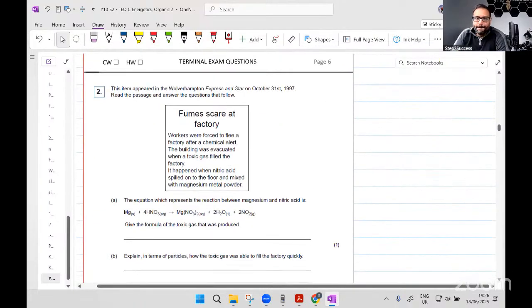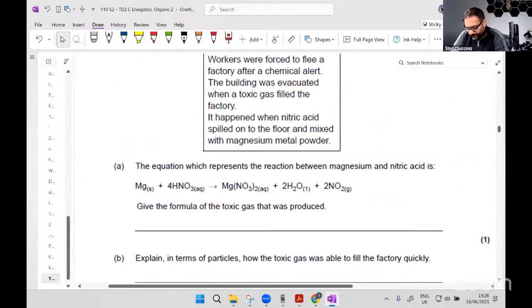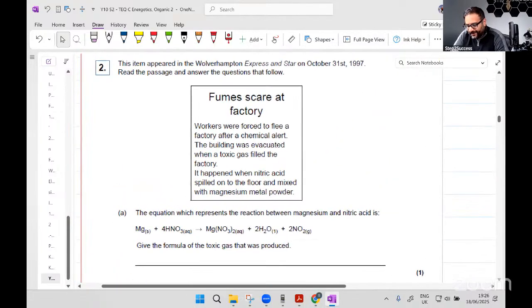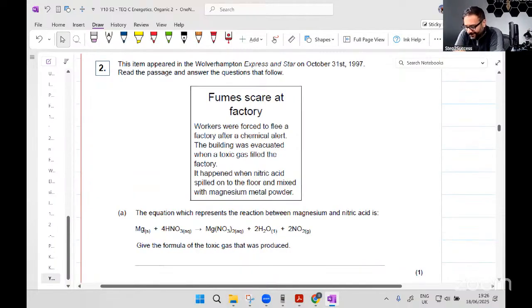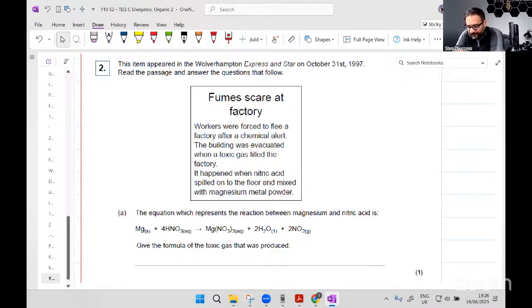Right. Questions 1 to 4, 6, B7. Right. Two. This item appeared in the Wolverhampton Express and Star on October 31st, 1997. Fumes scare at factory. Workers were forced to flee a factory after a chemical alert. The building was evacuated when a toxic gas filled the factory. It happened when nitric acid spilled on the floor and mixed with magnesium metal powder.